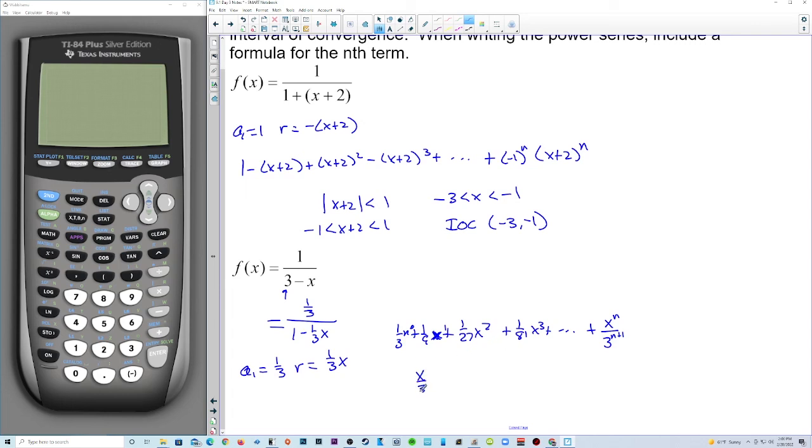The r is x over 3. We need the absolute value of x over 3 is less than 1. So negative 1 is less than x over 3 is less than 1. So negative 3 less than x less than 3. The interval of convergence is negative 3 to 3.